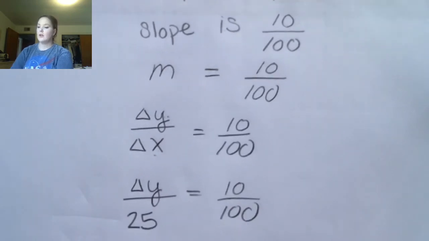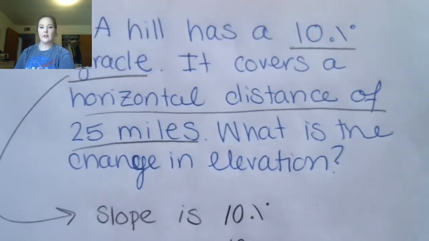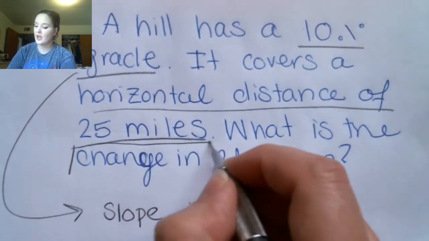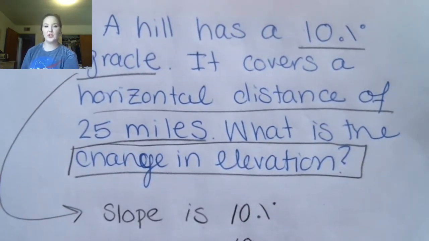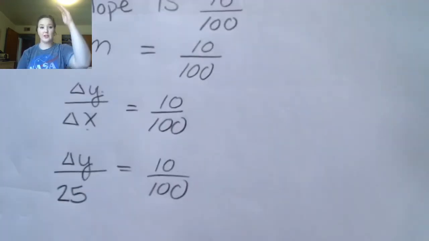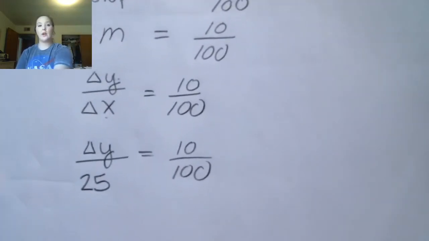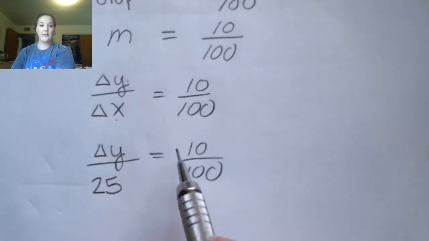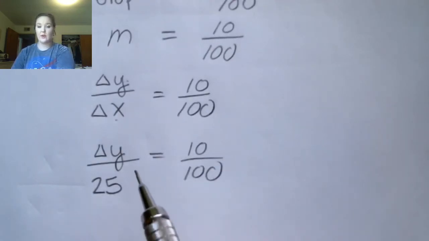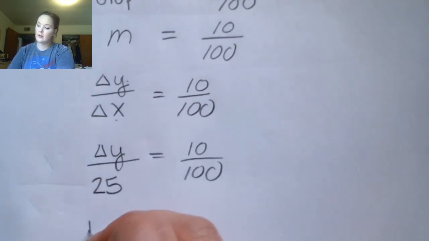Then when you look at the question, it's asking for change in elevation. So that's exactly asking what is the change in y, right? Elevation means up and down, so y means up and down. Now I have something that I know how to solve, so I'm going to cross multiply.